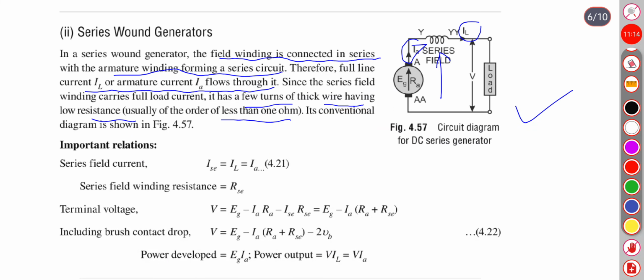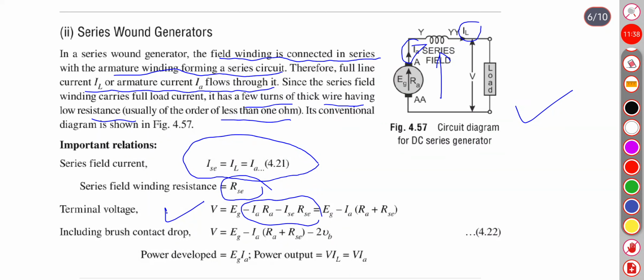Now the important relations in the series field: ISE equals IL equals IA, and the series field resistance equals RSE. Terminal voltage will become Eg minus IARA minus ISE RSE. If we include the brush contact drop, we can subtract 2 VB in the equation. The power developed by the generator will become V into IL or V into IA.